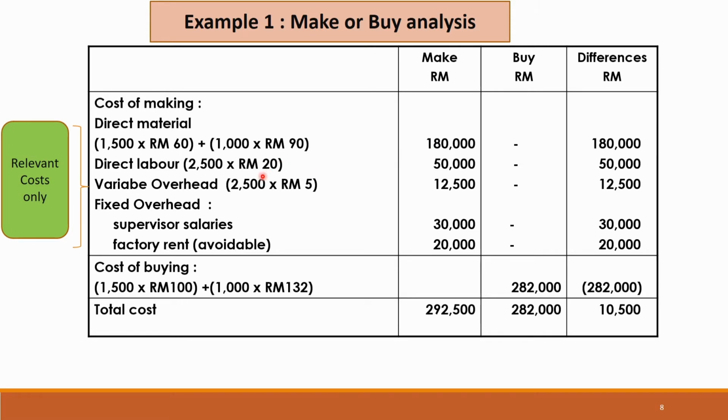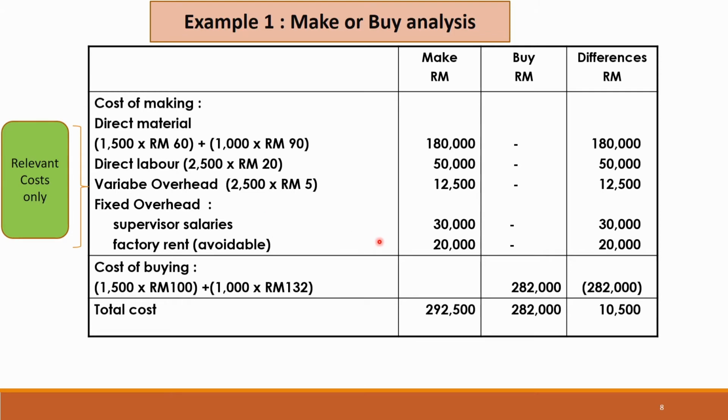For direct labor, we have to add 1,500 plus 1,000 and we get the total 2,500 times RM20, and the amount is 50,000. Variable overhead, we have to add the 2 components, 1,500 plus 1,000. So the total is 2,500 times 5 and you get the amount 12,500. And for fixed overhead, for supervisor's salaries and factory rent, it is relevant cost.